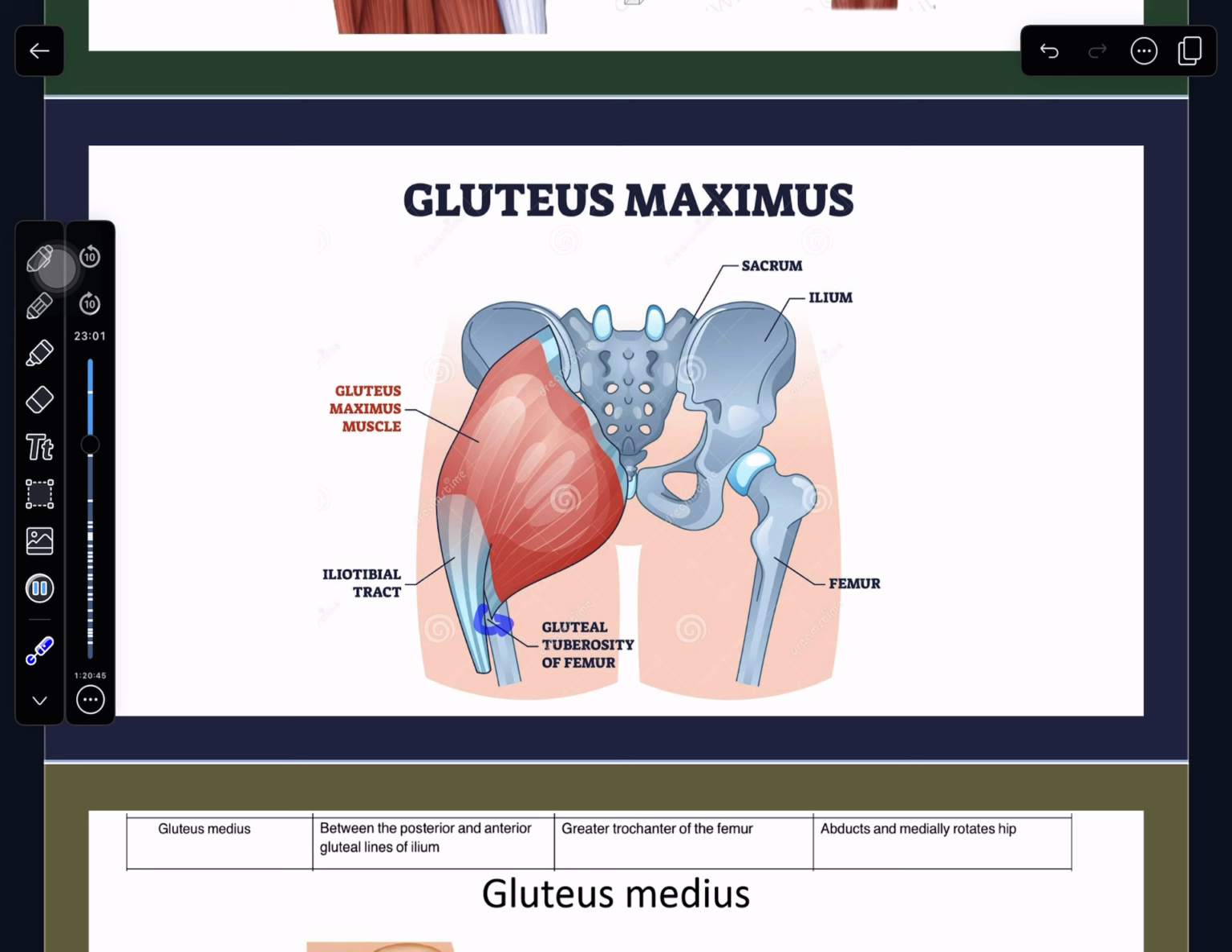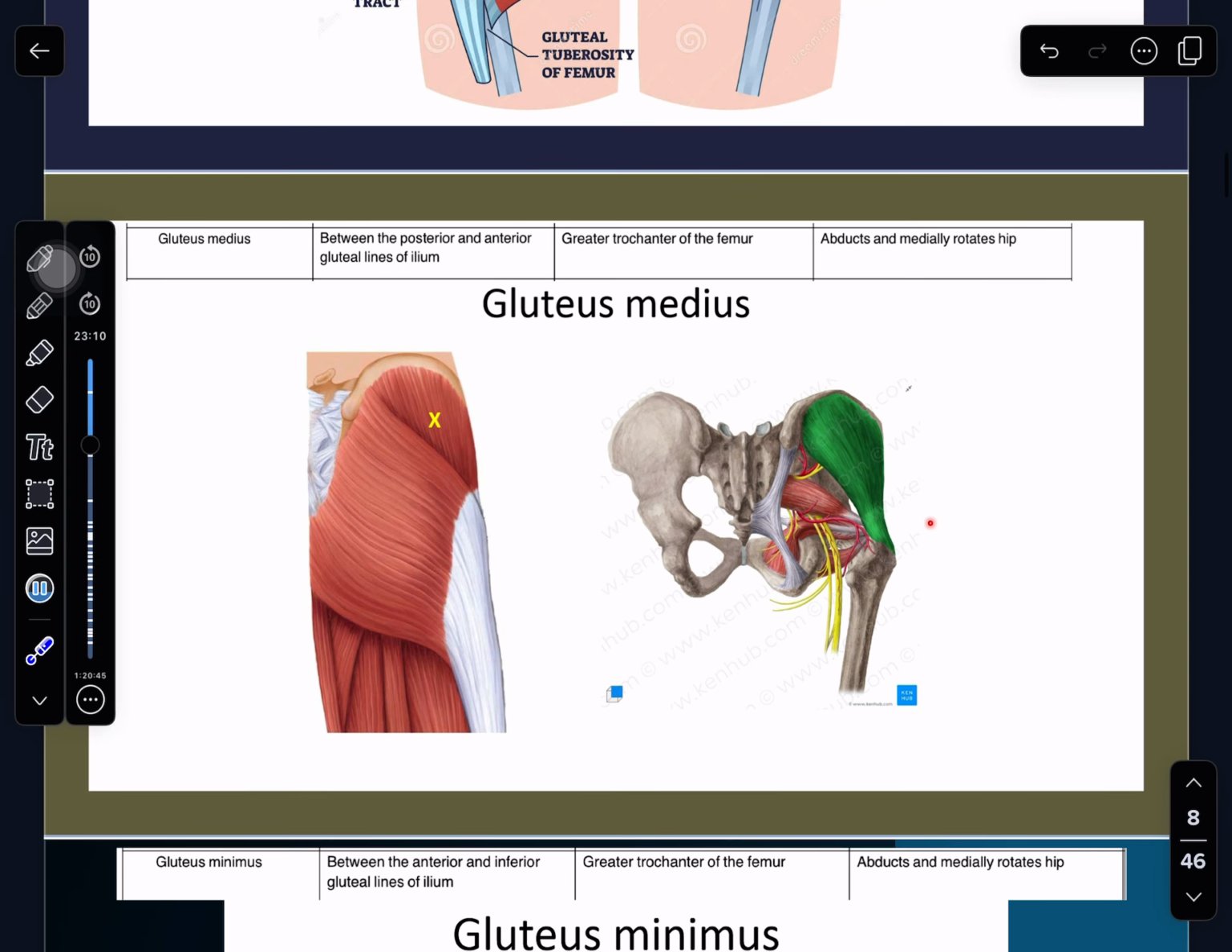Okay, moving on a little bit deeper, so just deep to the glute max is a muscle called the gluteus medius. You can see it on the right here, represented in green. And if you look at the picture on the left, you can see where the gluteus medius is represented underneath the yellow X, where the glute max actually overlies part of the gluteus medius, right?